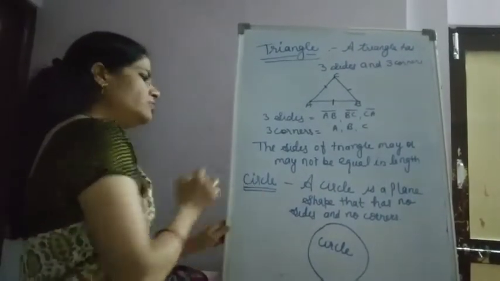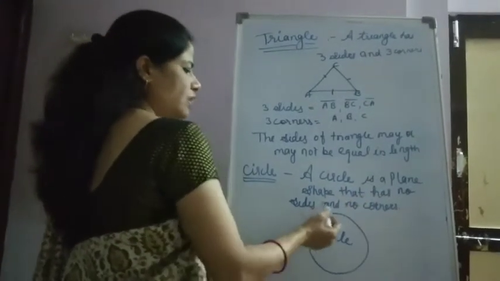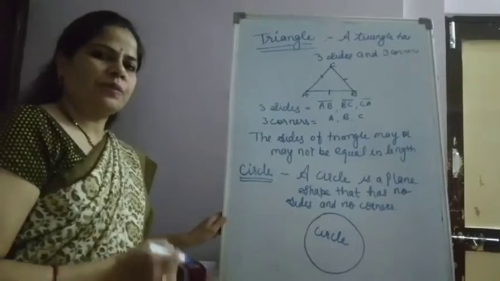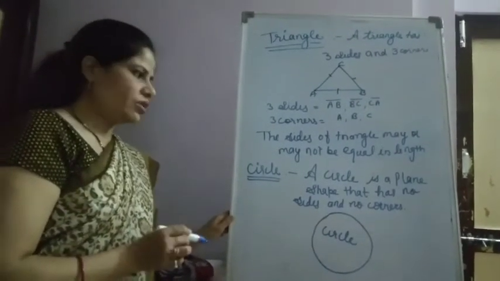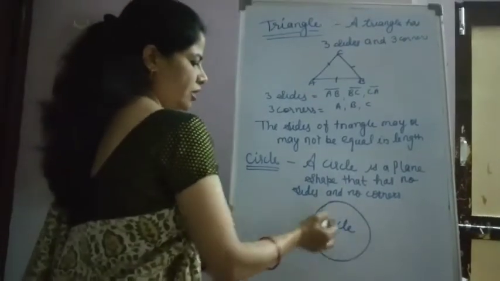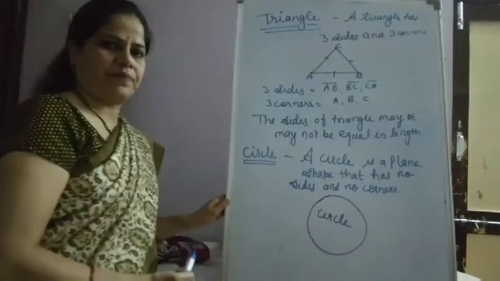Now circle. A circle is a plane shape that has no sides and no corners. Meaning a circle has no sides and no corners. And this is a plane shape. So this is the figure of a circle.